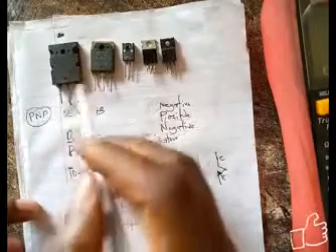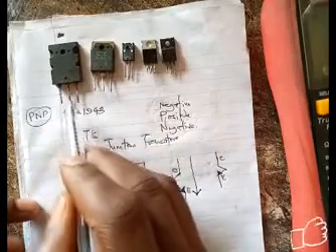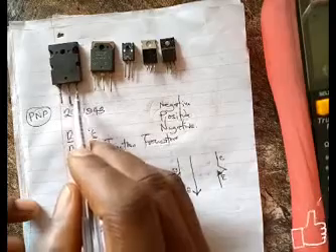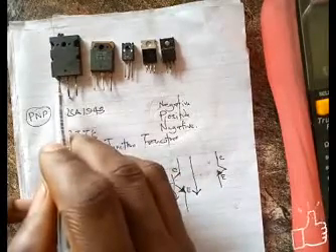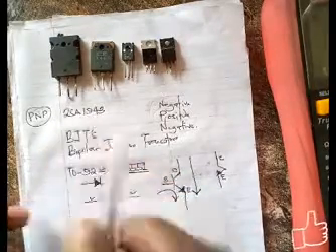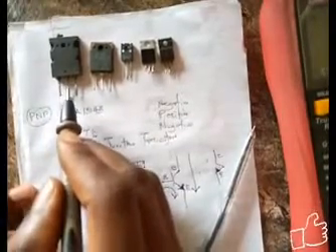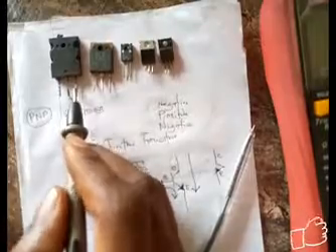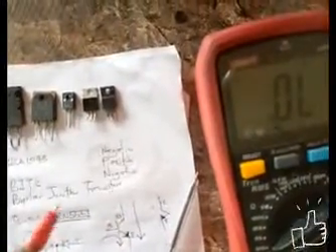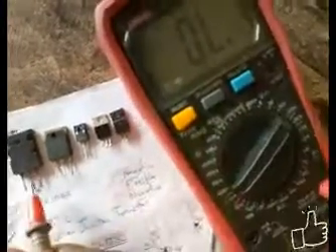And already I've checked the data sheet and I know that this is the base, this is the collector, and this is the emitter. Now, it simply means that if I want to test this, the first thing I do is to test for short circuit between the collector and emitter.